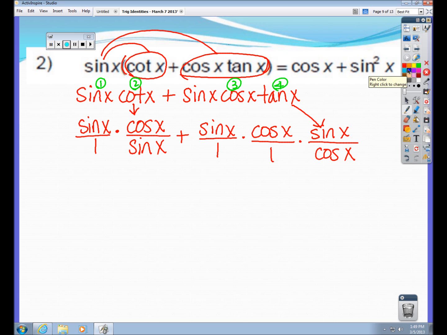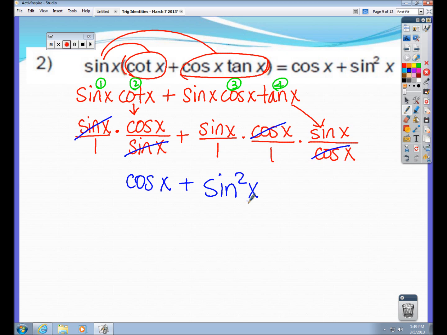Okay, now if I'm multiplying 2 fractions together and I have the same thing on top and bottom, I can cancel. So I'm going to cancel the sines from the first set and the cosines on the second set. Okay, which leaves me on the first part with cosine of x plus, and that's cosine over 1, but you don't have to write over 1. On the other side, I've got sine times sine, which is sine squared over 1, or just sine squared.